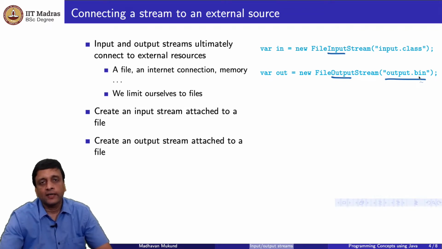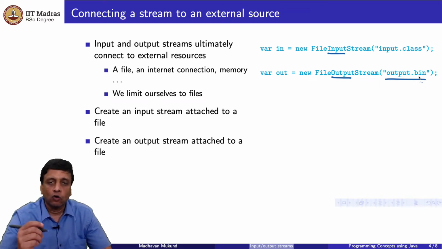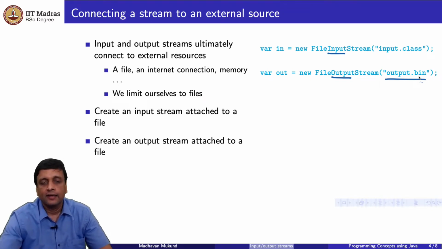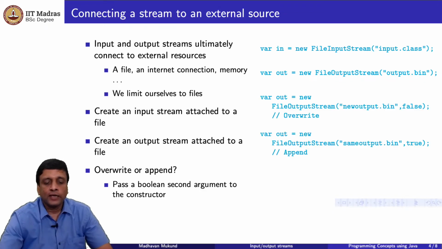Now input is clear. When I read input from a file, the file is there, I read, I start from the beginning and I go to the end. But output, there is an ambiguity. What if the file already exists? Supposing there is already a file called output.bin and I start opening it for writing in this case. What does it mean? Does it mean that I'm going to replace the current thing, or I'm going to add, that is append to the current file? So both are possible.